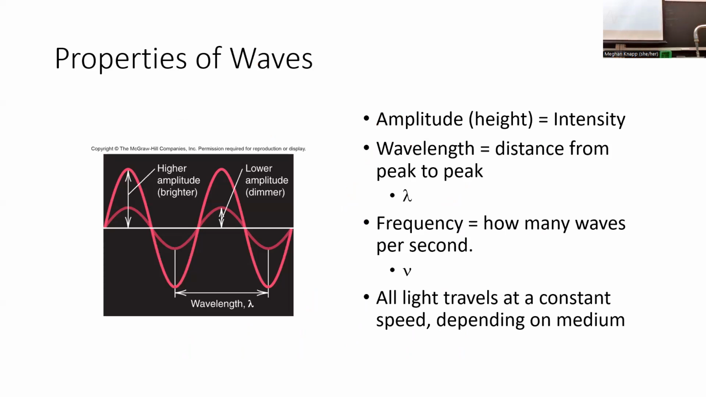We also talked about the amplitude. And we have these symbols. Remember, lambda looks like an upside down Y. That's the wavelength. The v is the Greek letter nu. That's our frequency. And that's just a number per second. And they all travel at that constant speed.